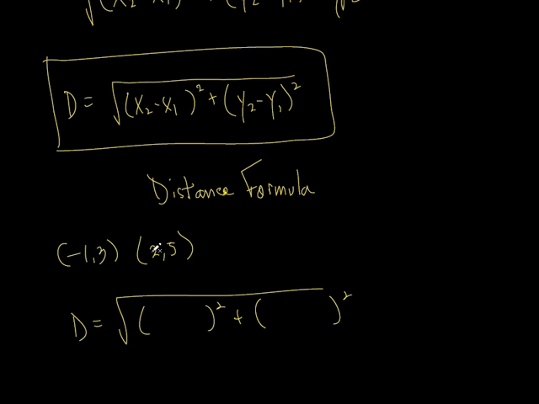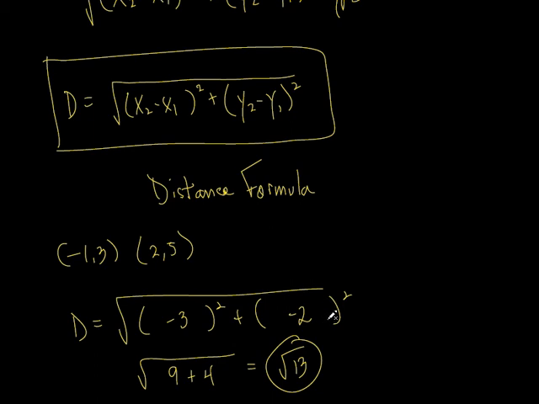Let's go negative 1 minus 2. What's negative 1 minus 2? It's negative 3. Let's go 3 minus 5 is negative 2. Let's see what we get. This is going to be what? Negative 3 squared is 9. Negative 2 squared is 4. So this is the square root of 13. And just leave it like that. Okay, don't put it into a calculator. Just leave it like that. I'm fine with that.